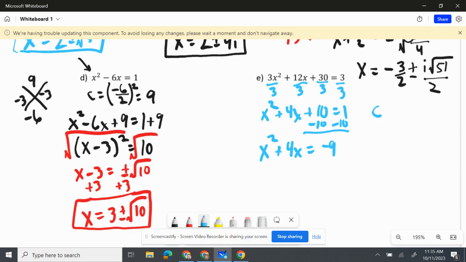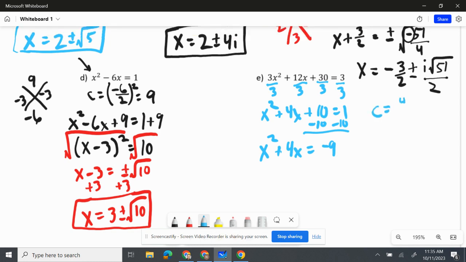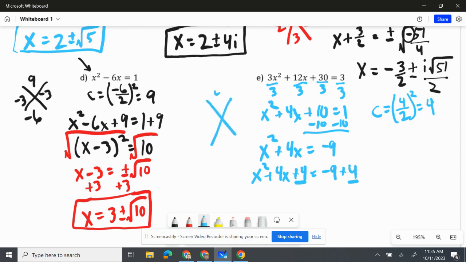I'm going to find my new c value. I'm going to take the 4 divided by 2, and I'm going to square it, and that gives me a 4. So I have x squared plus 4x plus 4 equals negative 9 plus 4. Whatever we add to one side, we add to the other. Then when we factor it, two numbers that multiply together to give us 4 and add up to 4 would be 2 and 2.